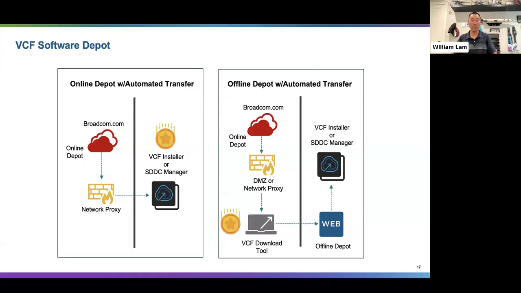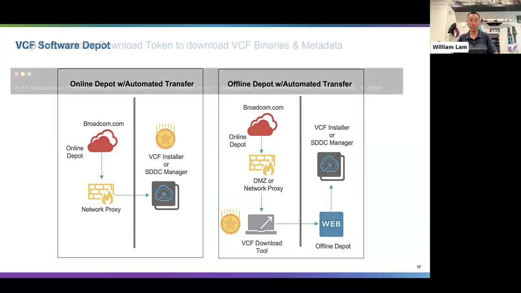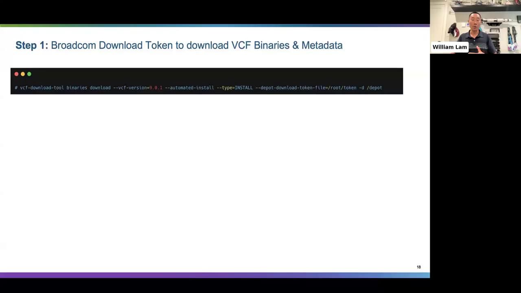So to save on bandwidth, to save on waiting for this download to come down, most of our users create an offline depot. I won't go through the interactive UI because you just deploy the VCF appliance and plug in your download token. But I will talk a little bit about the experience in creating the offline depot because, like I said, this is probably the most common mechanism.